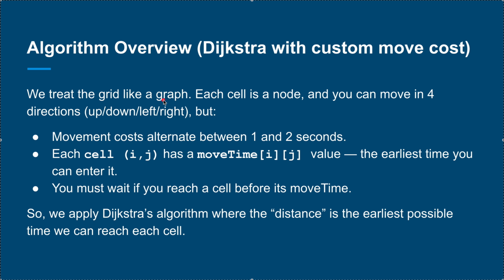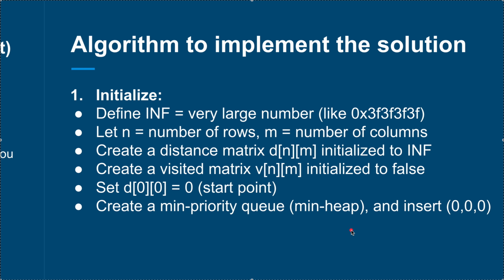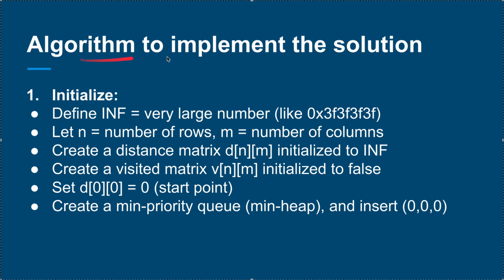So we treat the grid like a graph, and each cell is a node, and you can move in 4 directions: up, down, left, right, that I have already told you. But the question is that the movement cost alternates, taking 1 second or 2 seconds. Each cell at (i, j) has a move value, the earliest time that you can enter it, and you must wait if you reach a cell before the given move time, right? So we will apply Dijkstra's algorithm where the distance is the earliest possible time we can reach each cell. Okay, so what are the steps we are going to do?